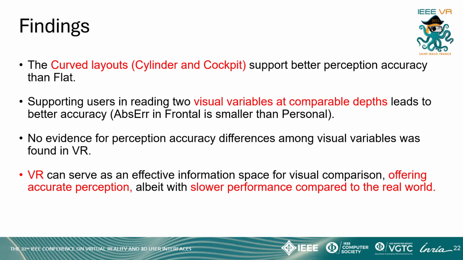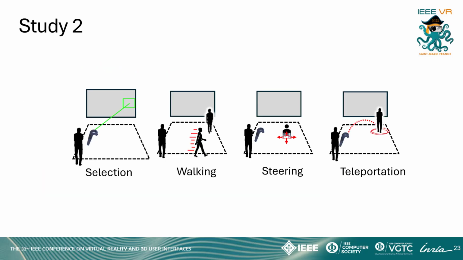First of all, the cylinder layout showed better performance than the flat layout in terms of perception accuracy. Next, based on the frontal and personal display results, supporting users in reading 2 visual variables at comparable depths is important. Third, we found no clear evidence for perception accuracy differences between visual variables in VR. At last, VR could provide a practical virtual space using virtual displays to perform visual comparison in terms of perception accuracy.